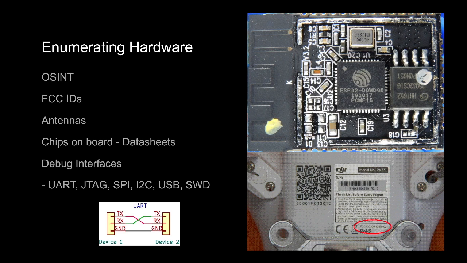You could even potentially figure out where things are connected on the board based on what the data sheet says too. There are also things like debug interfaces, there's a lot of very standard ones here. I have UART, JTAG, SPI, I2C, USB, SWD. Those are really common things that you'll see that you could potentially use to interface with the device. And they also have serial protocols unto themselves.